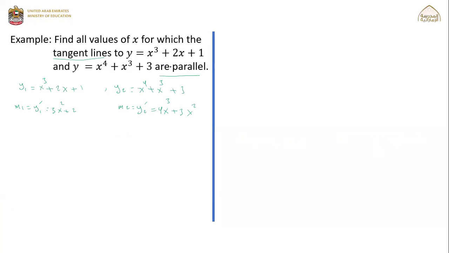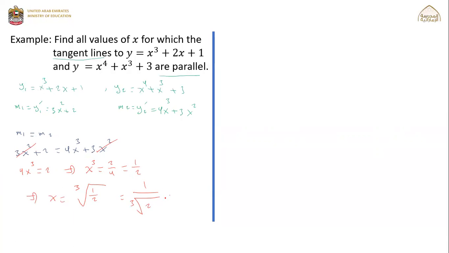Now, because the tangent lines are parallel, that means the slopes are equal. So m1 equal m2. So 3x squared plus 2 equal 4x cubed plus 3x squared. As we see here, we can cancel 3x squared from both sides. So 4x cubed equal 2. That means x cubed equal 2 over 4, which is 1 over 2. So x equal cubic root of 1 over 2. We can write it as 1 over cubic root of 2.